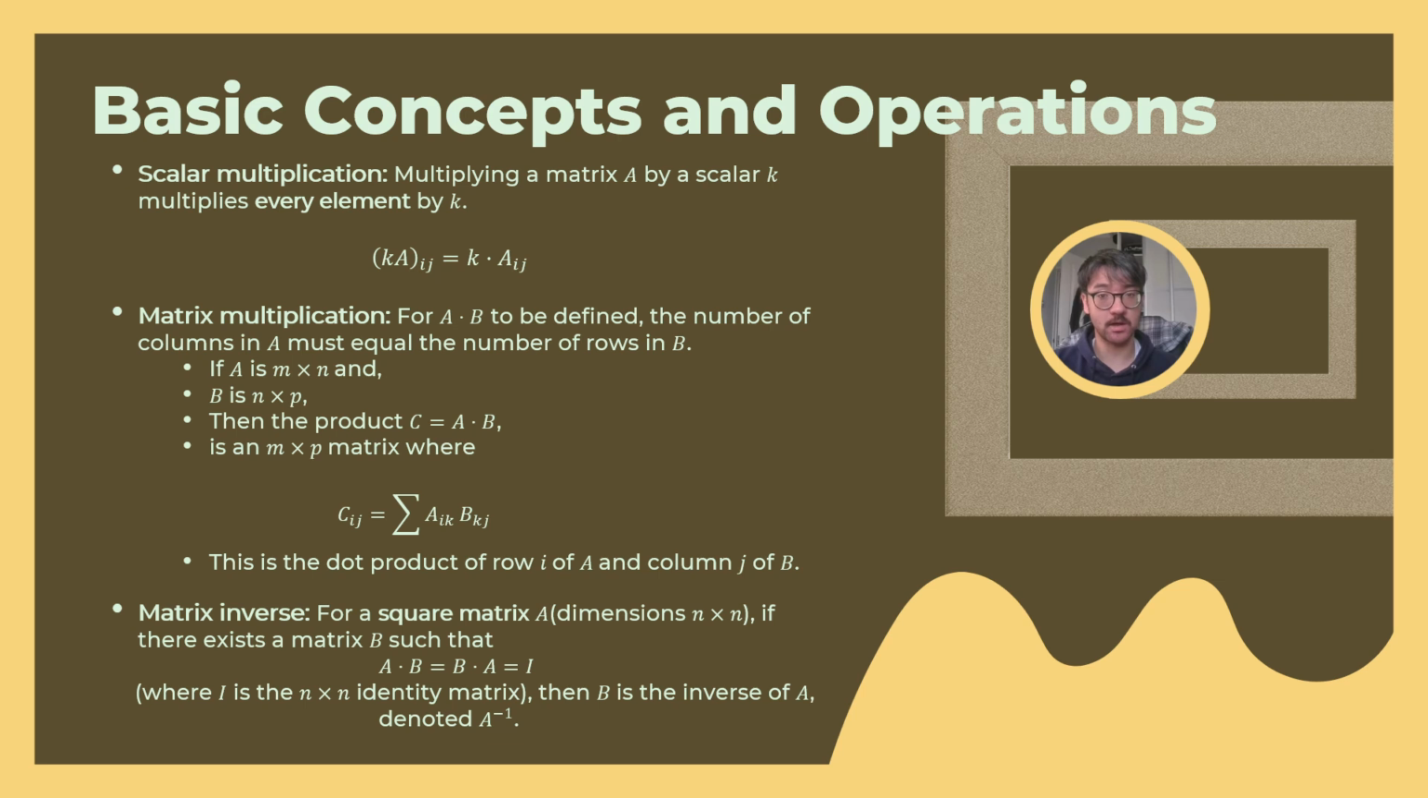A pivotal related concept is that of the matrix inverse. For a square matrix A, if there exists a matrix B such that their product in either order yields the identity matrix I, that is, AB equals BA equals the identity matrix, then B is the inverse of A, denoted as A to the minus 1.